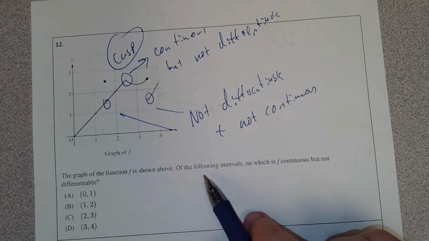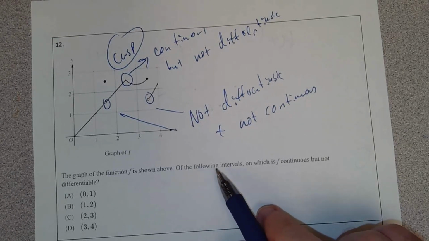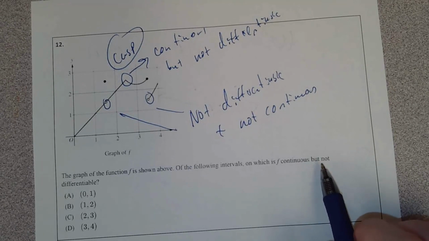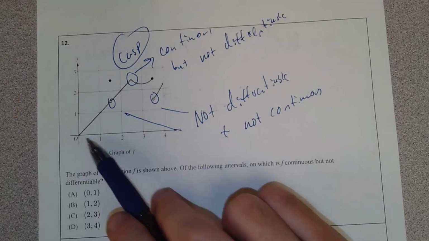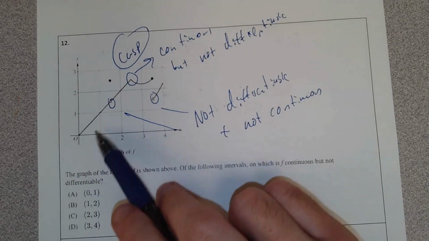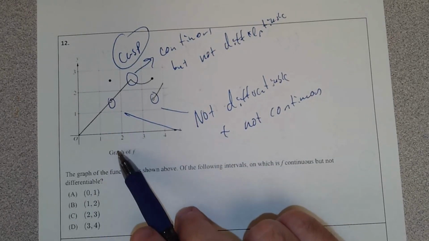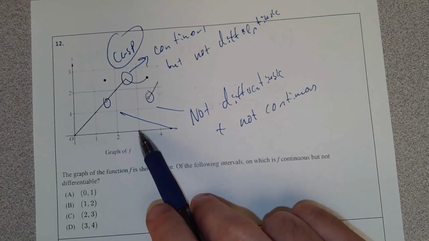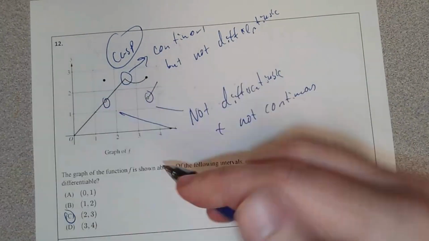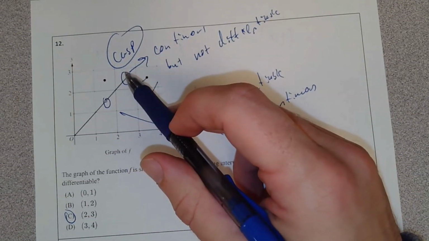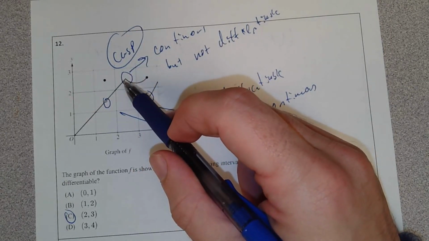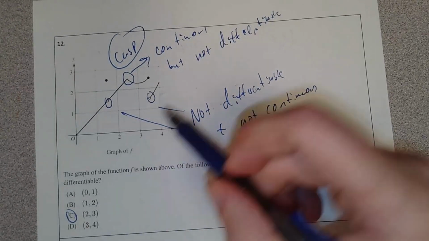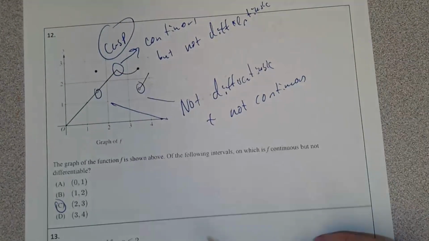Of the following intervals, on which is f continuous but not differentiable? So 0 to 1 was differentiable. 1 to 2, it's not differentiable there, and it's not continuous. 2 to 3, that's the one, because on this interval is where it contains the cusp. It's not differentiable at that point, but it is continuous on 2 to 3. And 3 to 4 is not differentiable, and it's not continuous there.